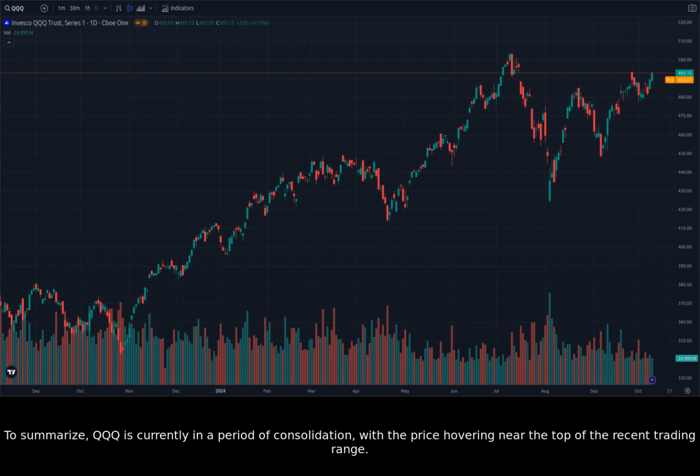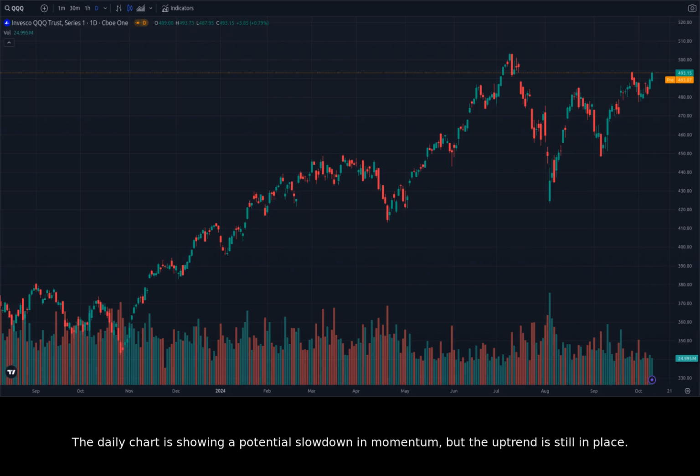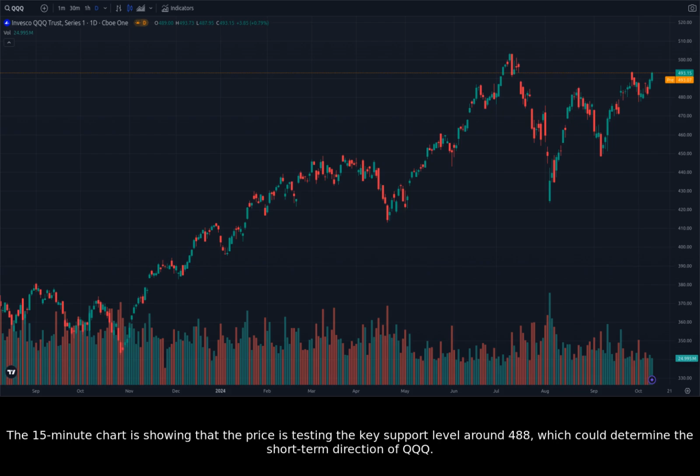To summarize, QQQ is currently in a period of consolidation, with the price hovering near the top of the recent trading range. The daily chart is showing a potential slowdown in momentum, but the uptrend is still in place. The hourly chart is showing indecision among traders, with a lot of back and forth between buyers and sellers. The 15-minute chart is showing that the price is testing the key support level around 488, which could determine the short-term direction of QQQ.